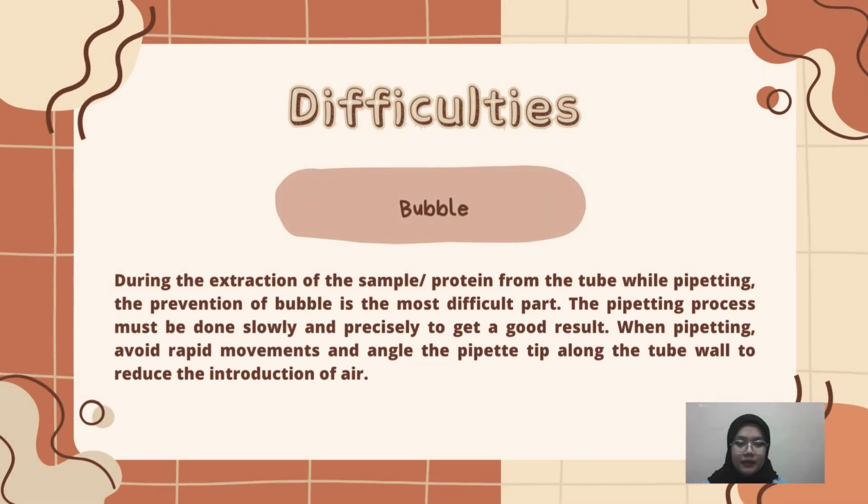Lastly is bubbles. During the extraction of the sample or protein from the tube while pipetting, the prevention of bubbles is the most difficult part. The pipetting process must be done slowly and precisely to get a good result. When pipetting, avoid rapid movement and angle the pipette tip along the tube wall to reduce the introduction of air.